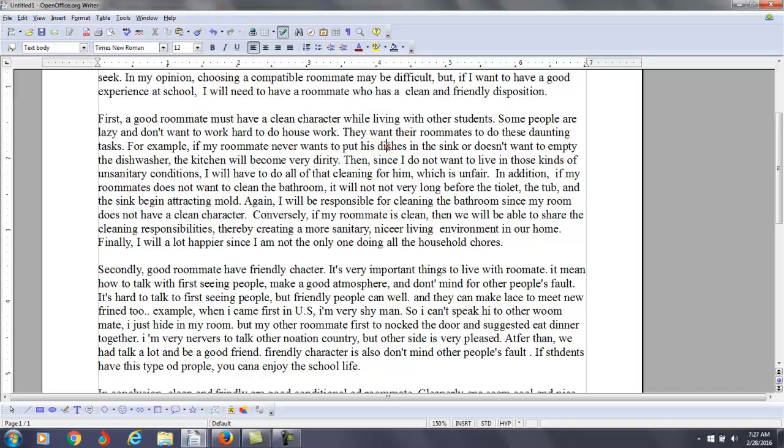ideas. I gave you the words dishes, sink, dishwasher. We have kitchen. Then we talked about the bathroom. We talked about specific words: toilet, tub, the sink. We talked about mold, attracting mold. These are very basic vocabulary words, but they're words that help to describe your specific situation. I even gave you the word sanitary there, right?